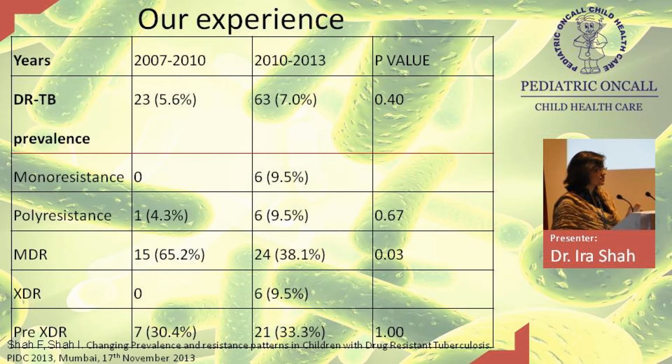Poly-resistance started coming in. MDR, though the number of patients with MDR went up from 15 to 24, the percentage actually went down. And why did this occur? Because the percentage of XDR and pre-XDR went up. So what happened is these MDR who are only isolated INH rifampicin resistance, now in addition started getting fluoroquinolone resistant, in addition started getting aminoglycoside resistance. And that's what you're seeing, the XDR and the pre-XDR went up.